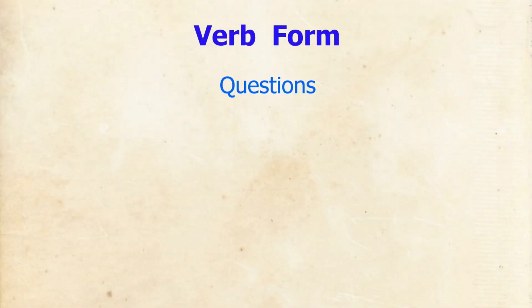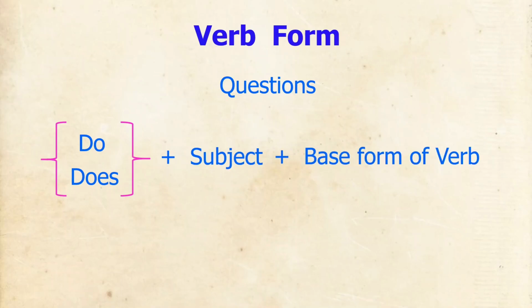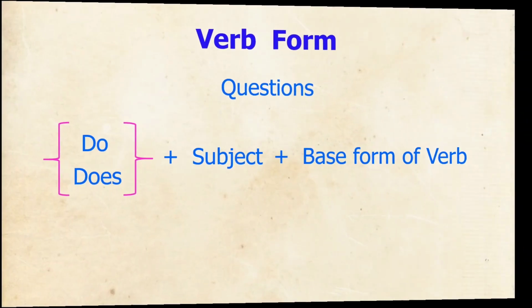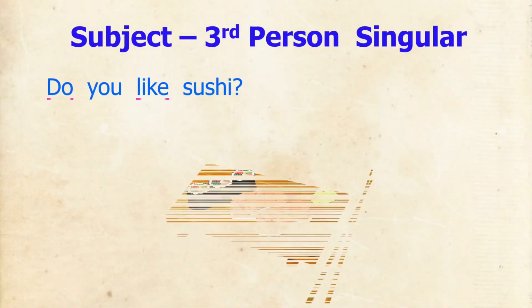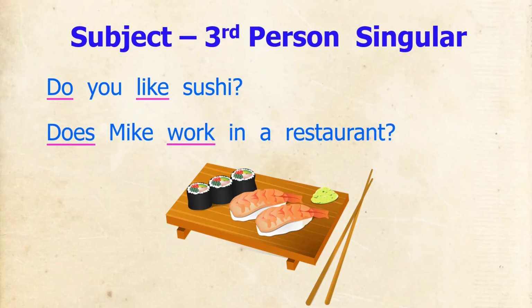Questions. For questions, we just put do or does before the subject. Let's see some examples. Do you like sushi? Does Mike work in a restaurant?